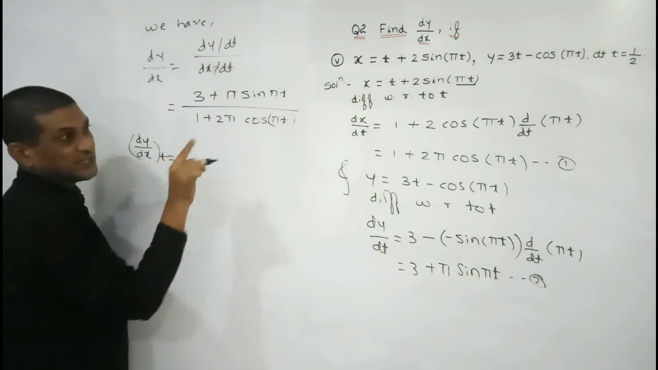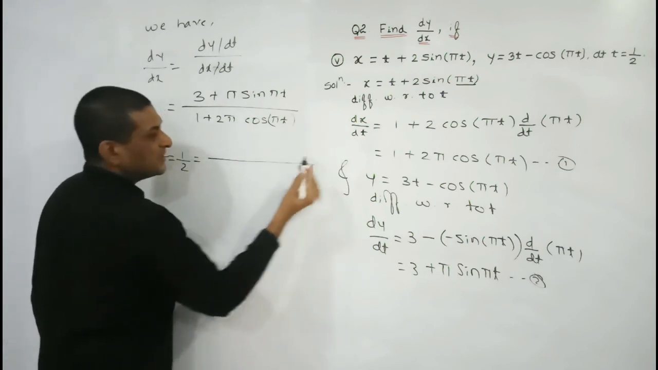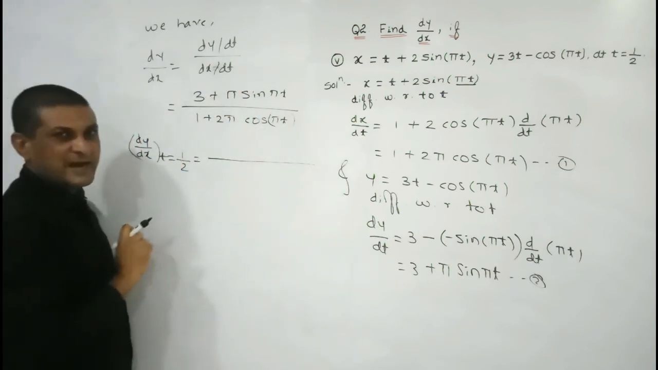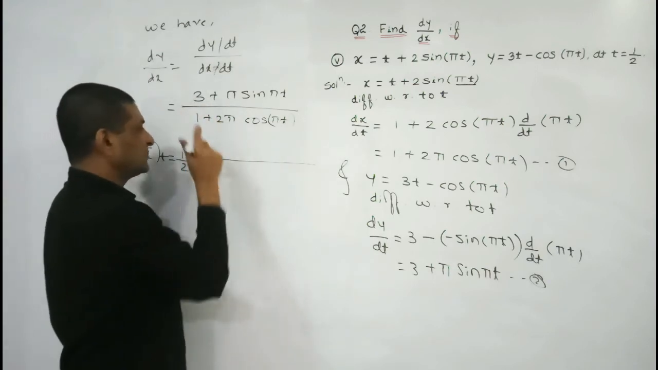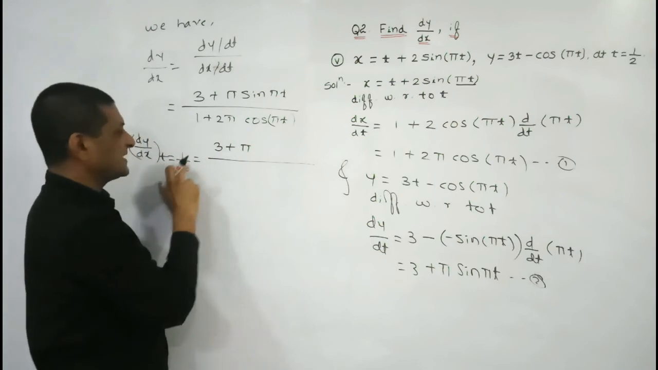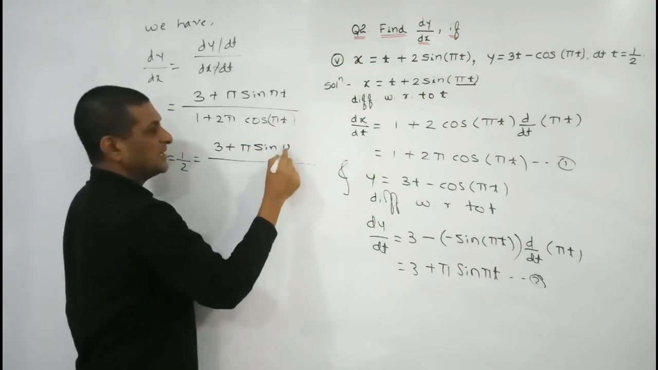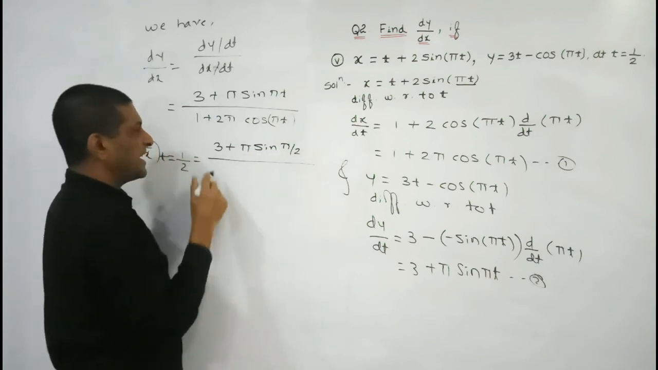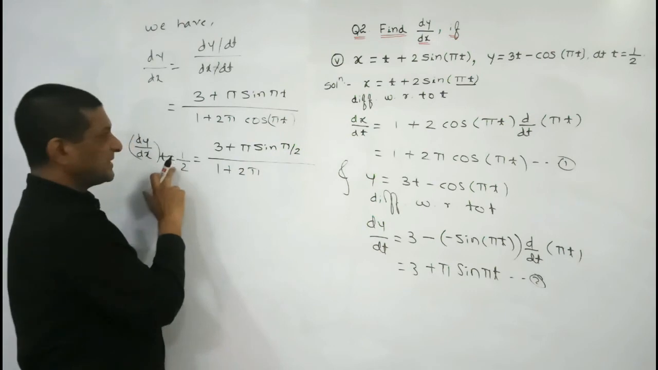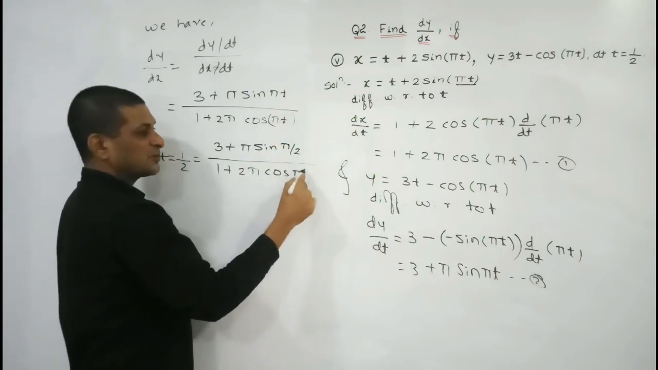So now we are finding the value of dy by dx at t equal to 1 by 2. Observe the question very carefully. Now wherever t appears, replace that t by 1 by 2. Let us see what we will get here. 3, keep it as it is, plus pi also as it is. I am simply replacing t by 1 by 2. 1 by 2 into pi will be equal to pi by 2. So here we will get pi sin pi by 2, and in the denominator 1 plus 2 pi, keep it as it is, and again I am replacing t by 1 by 2, so cos pi by 2.